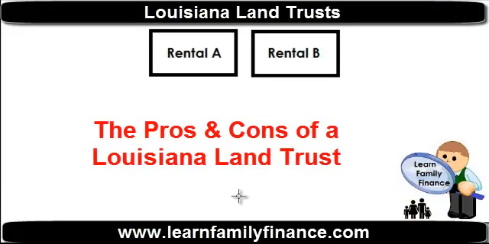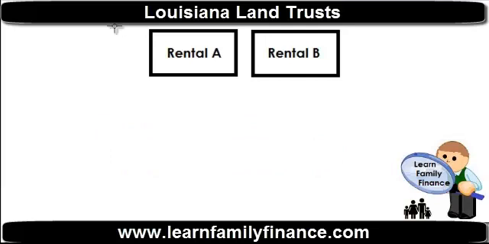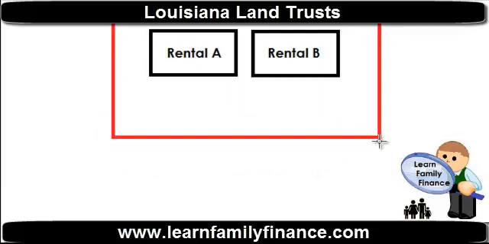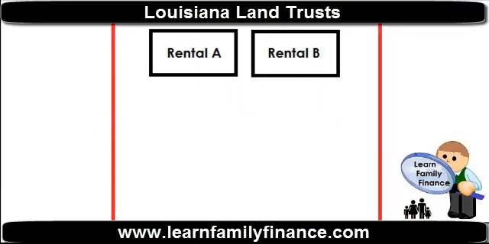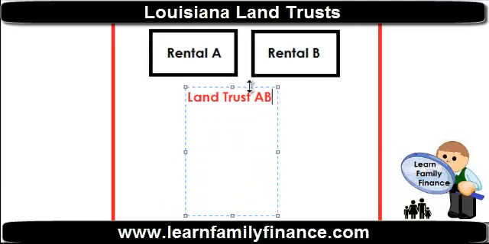So in a land trust, say for instance you have two rentals, rental A and rental B, and these are both inside of a land trust, right? And we'll just call that land trust, for simpler terms, land trust AB, or we could just call it trust AB, doesn't matter, but for purposes of this, we'll call it land trust. So this is called Land Trust AB, okay?